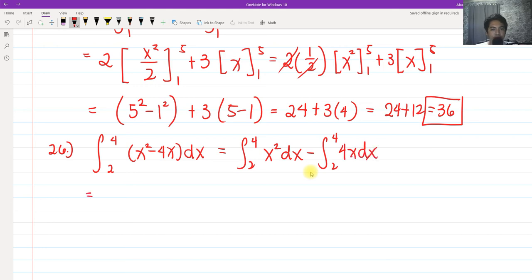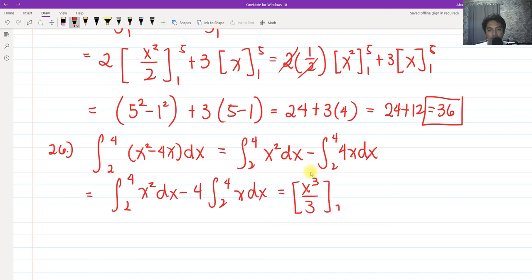Okay? So factoring out the constant, so we have this. Okay? And then integrate. So we have x cubed all over 3 evaluated from 2 to 4 minus 4. Integral of x would be x squared all over 2 evaluated from 2 to 4. So factor out 1/3 outside.